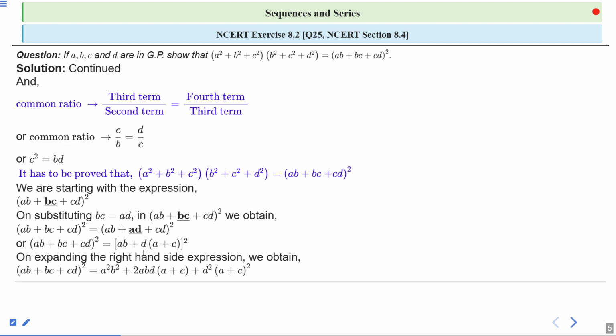So if we expand the right hand side expression, then what will we get? We obtain (AB + BC + CD)² equal to A²B² + 2ABD(A + C) + D²(A + C)². Basically we used here the (a + b)² formula, that is a² + 2ab + b². Then we get A²B² plus 2ABD multiplied with (A + C) plus D² multiplied with (A + C)².